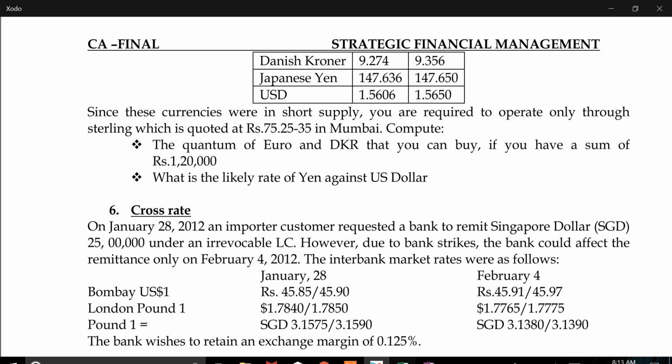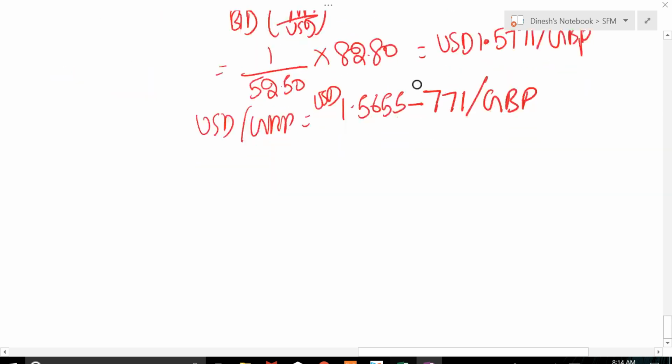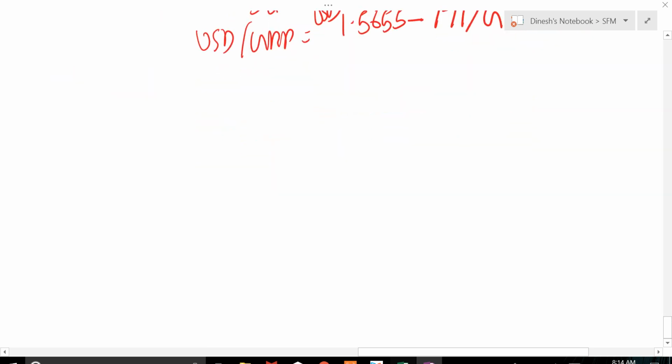Now, what I want to buy? Euro and Danish kroner with how much? Okay, now please listen. This is going to be very critical. How do I get to know how much currency is to be bought? Which currency you have? How much? 1 lakh? Which currency you want to buy first?